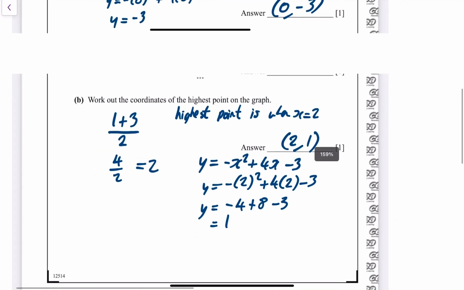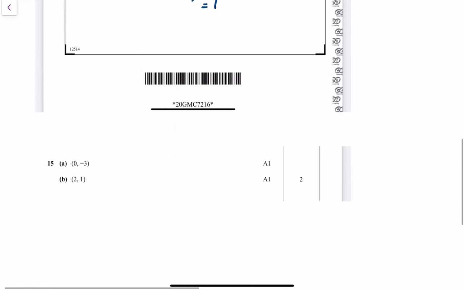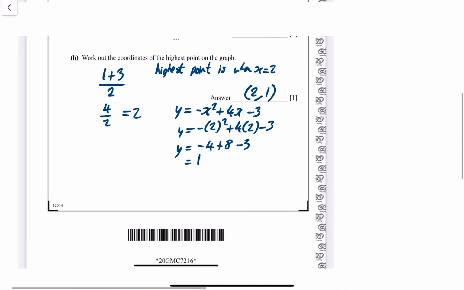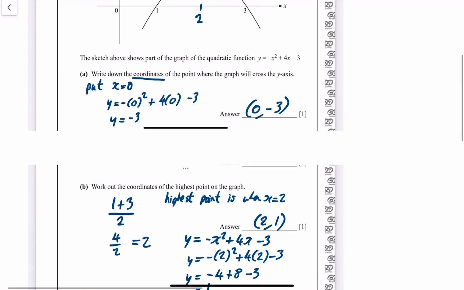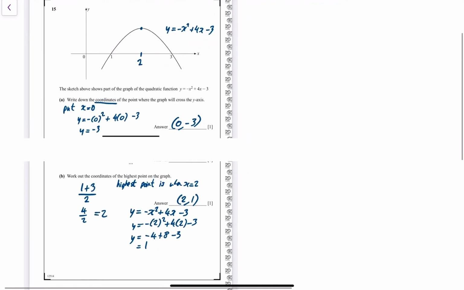All right, and just to check, I've got the mark scheme down below. Yep, 0, 3, that's what we had, and 2, 1. So there you go. That is very hard. I'd imagine why they've only given 1 mark for each of those is they're expecting so few people to get them. So you're doing all that work just to get 1 mark, but at the same time, if you don't get it, you've only lost 1 mark.